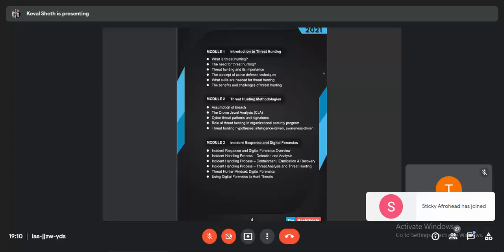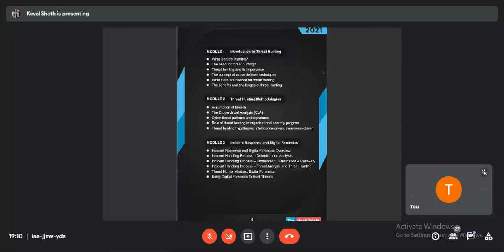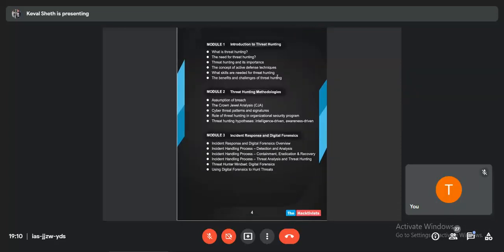The same thing we are going to learn during our sessions as well. Whenever we start our threat hunting, we will start with the fundamentals. We will take everything from scratch to advanced level.